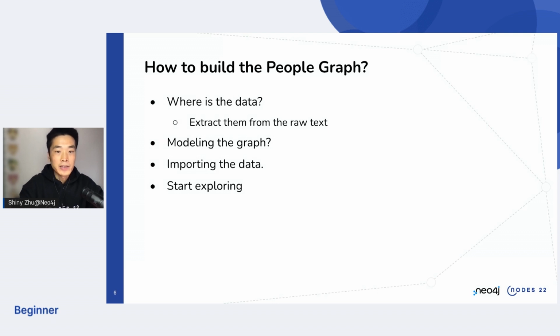So we will extract the data, like people, their relationships, and interactions from the raw text. After that, we're going to model the people graph and import the data into our Neo4j AuraDB database, so that we can start exploring the graph. Yeah, let's get started.